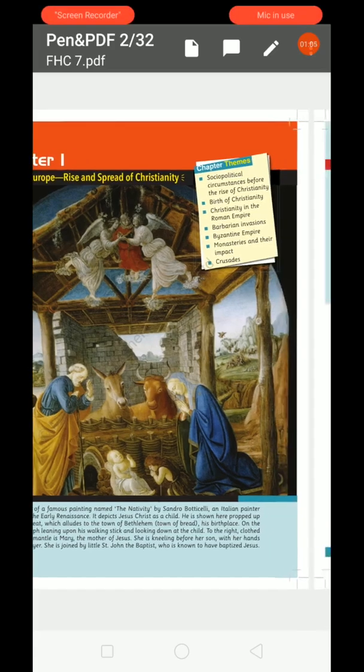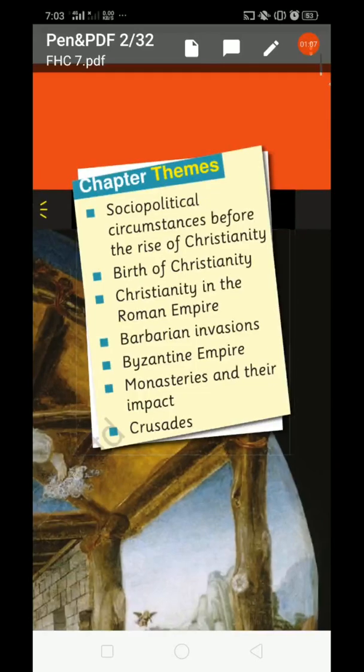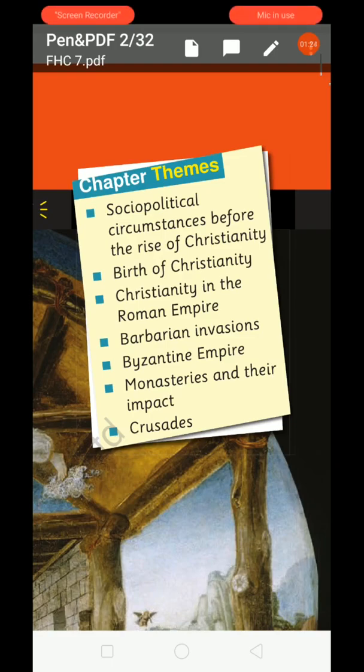Chapter theme: these are the points which are discussed in detail. Number 1, socio-political circumstances before the rise of Christianity. Before Christianity, what was the condition of people and their king? Second, birth of Christianity. Third, Christianity in the Roman Empire.